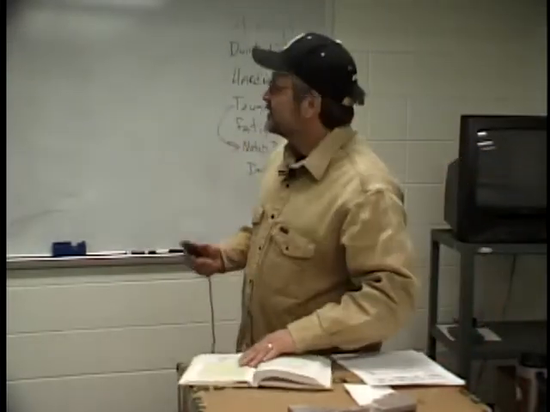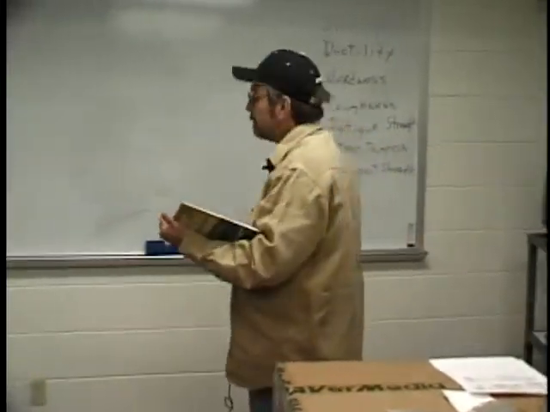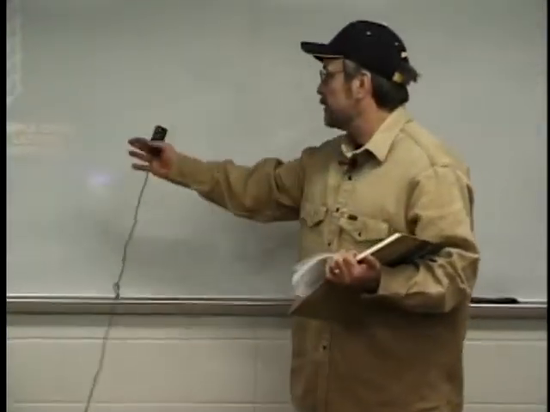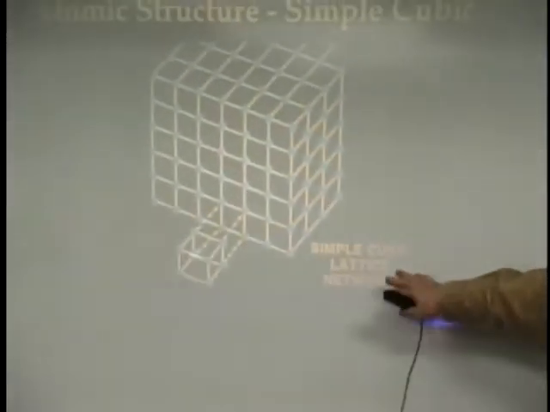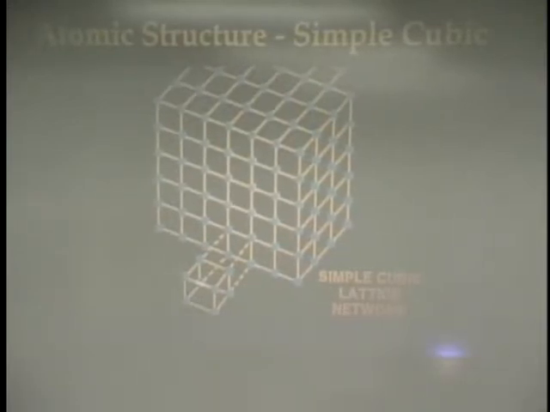Okay, so grain structure. Let's read from your book here, page 175. Atomic structure. Here we have a simple cubic lattice. It says, in the solid state, metals are in the form of crystals called grains. Some of the grains can be quite large and can be seen by the naked eye. However, most grains are very small and require powerful magnification to be seen.